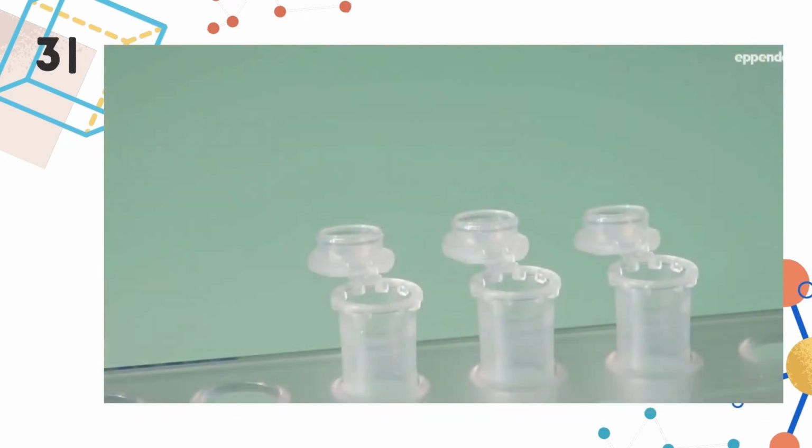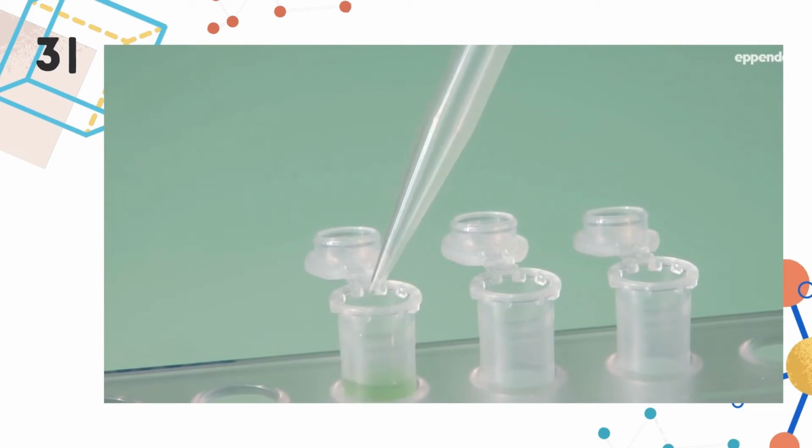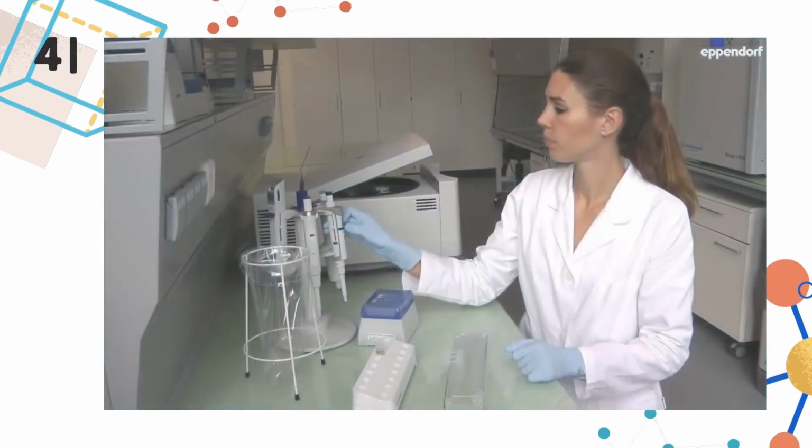When dispensing, the angle of the pipette should be between 20 to 45 degrees with the tip in contact with the vessel wall. Press the control button down to the first stop, then perform the blowout by pressing down to the second stop. Lastly, press the ejector button to eject the tip.